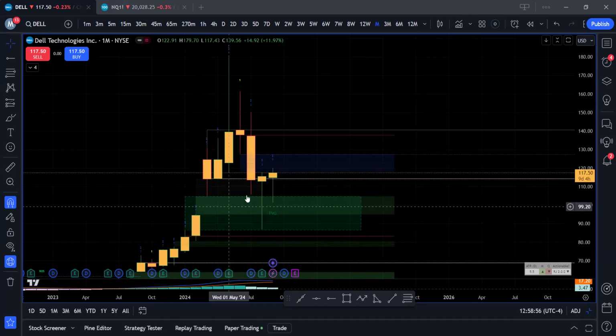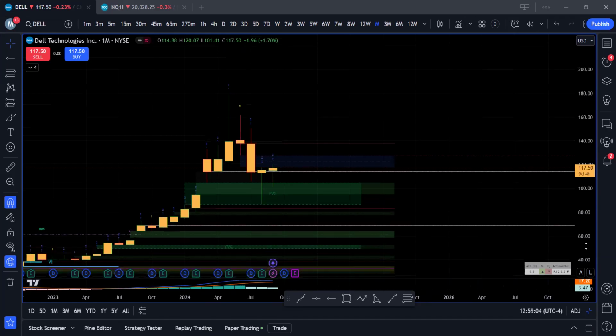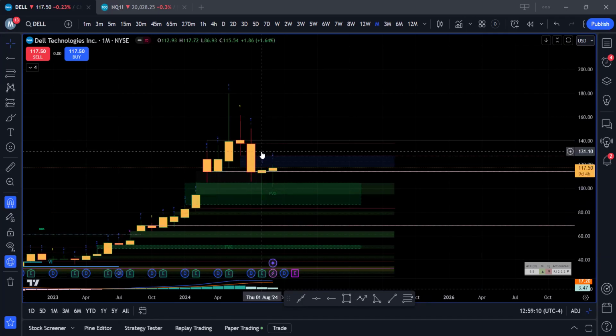We fill this gap here, right? Obviously it reattempts to try to come down. That didn't work, so we end up with a 2-2 reversal. Actually, this would have been a good, not good, but this is your actionable signal right here, this hammer.